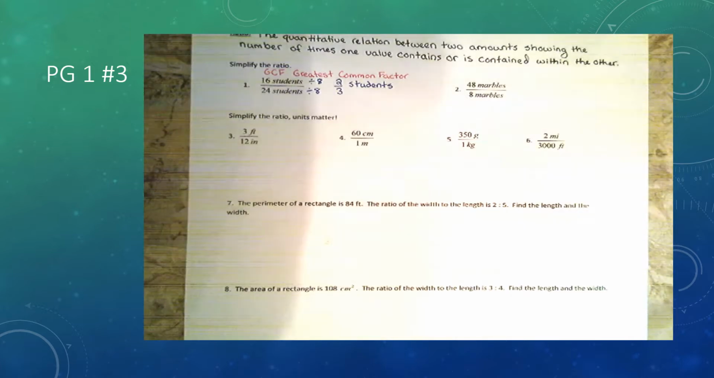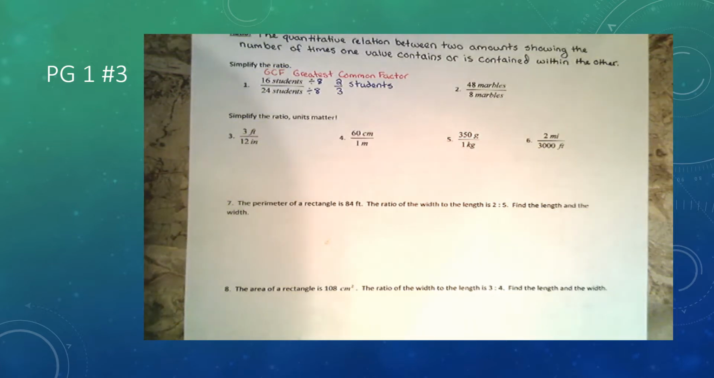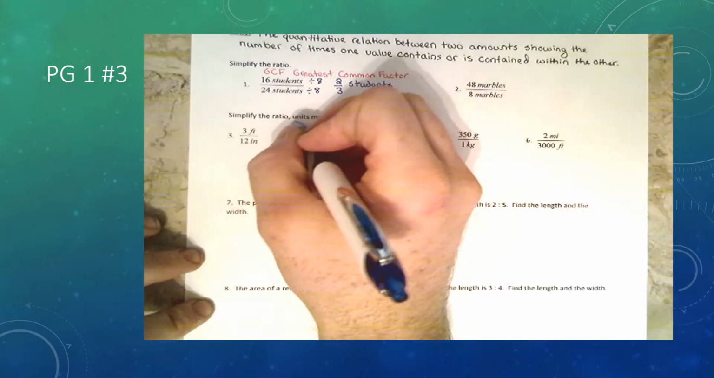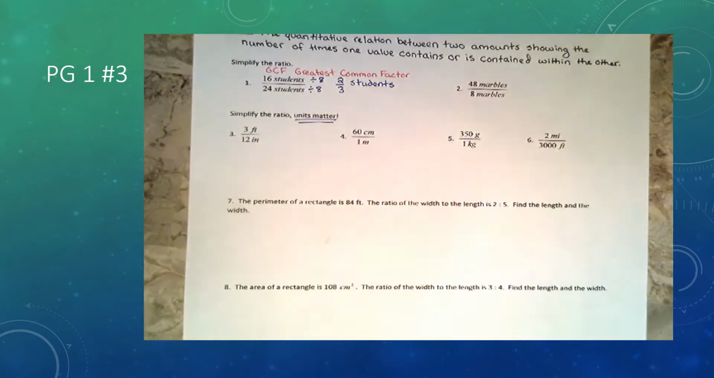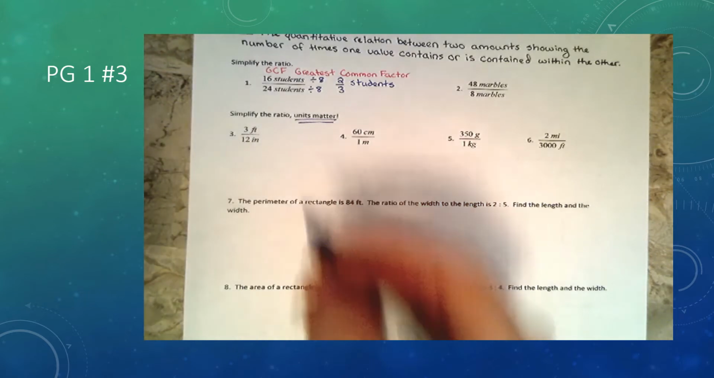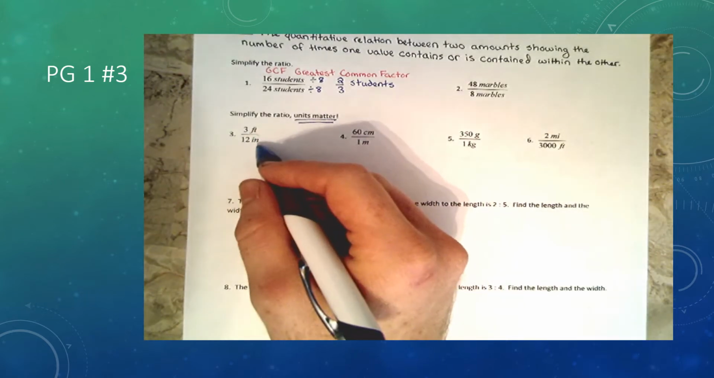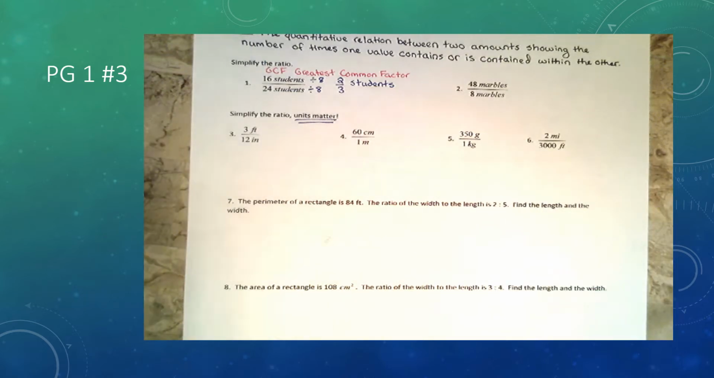Okay, the problem we're looking at now is number 3. It says, simplify the ratio, units matter. It even has an exclamation mark, so you know it really does matter. So we want to look at the problem and see if they have the same units. Well, the numerator has feet, the denominator has inches. So they do not have the same units, so we have to make sure that we change it so that it does. So I'm going to make this one switch into inches.